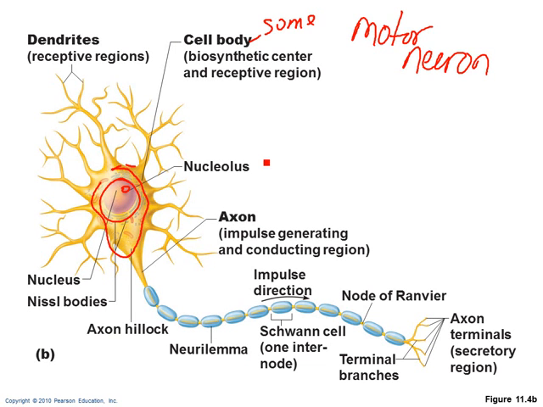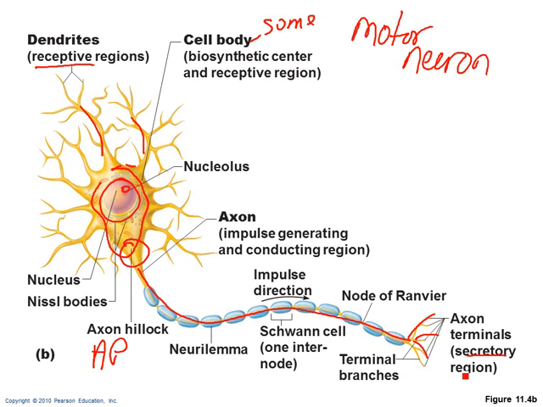inside the nucleus. You have dendrites. These are the receptive ends. That's where the information is coming into the cell. You have the axon hillock. That's where the action potential is generated. Action potential or impulse travels down the axon, goes to the axon terminals.